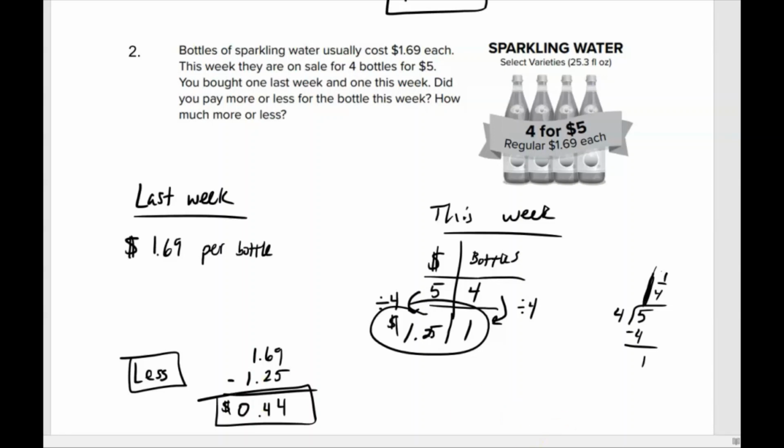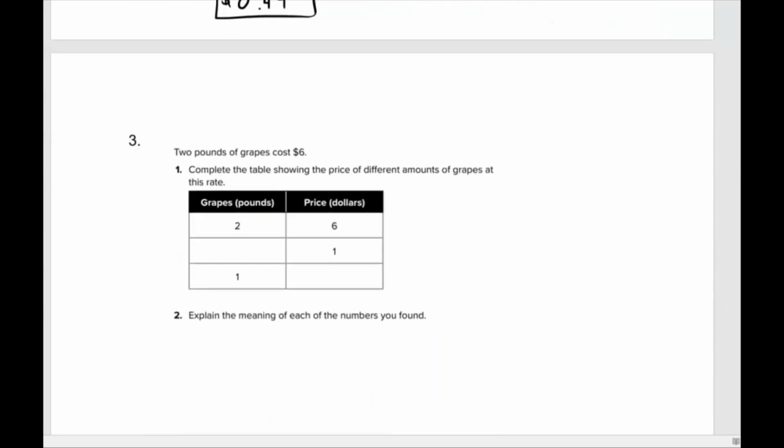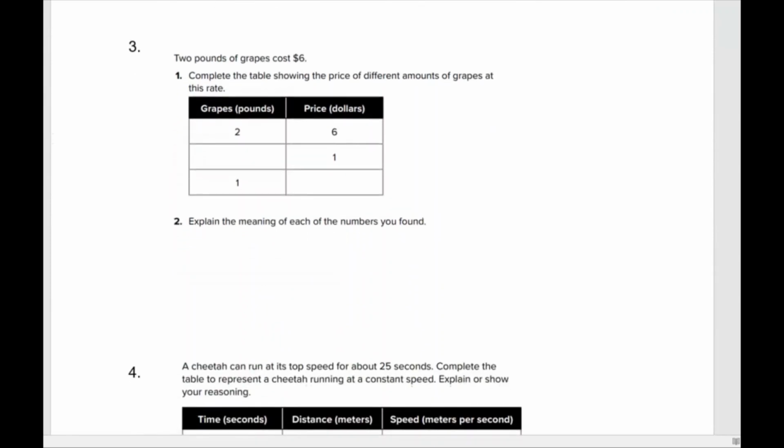Moving on to number 3. It says 2 pounds of grapes cost $6. Complete the table showing the price of different amounts of grapes at this rate. Okay. So here's my 2 pounds costing $6. This first one says, okay, I'm going from $6 to $1. So I'm dividing this by 6. Okay, same thing here, divide by 6.